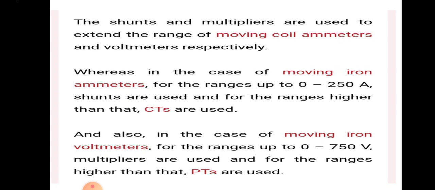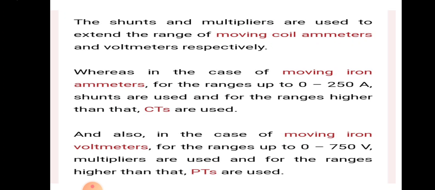So friends, please remember these points very clearly: for moving coil we can use shunt and multiplier. For moving iron ammeter, for lower range we can use shunt, but for higher range we have to use current transformer. And in the case of moving iron voltmeters, for the range up to 0 to 750, that is for lower range, we can use multipliers, but for the higher range we have to use the potential transformers. That means the need of CT and PT is only for the moving iron instruments, that is moving iron ammeter and voltmeter, and in these MI instruments only for the higher range. Everybody should be able to differentiate between all these instruments, and the concept should be clear in everyone's mind, where we have to use shunt multipliers and where we have to use CT and PT.